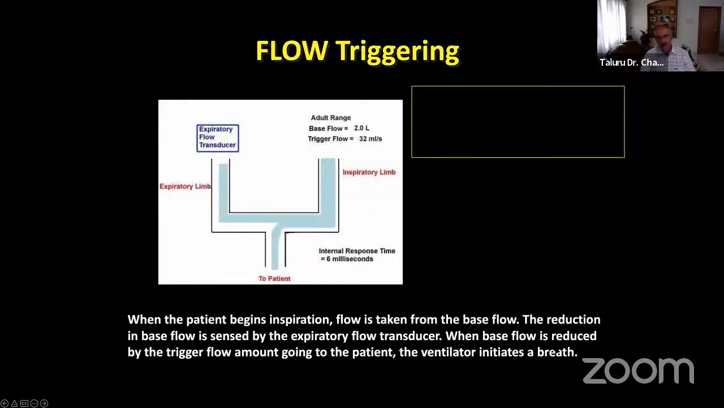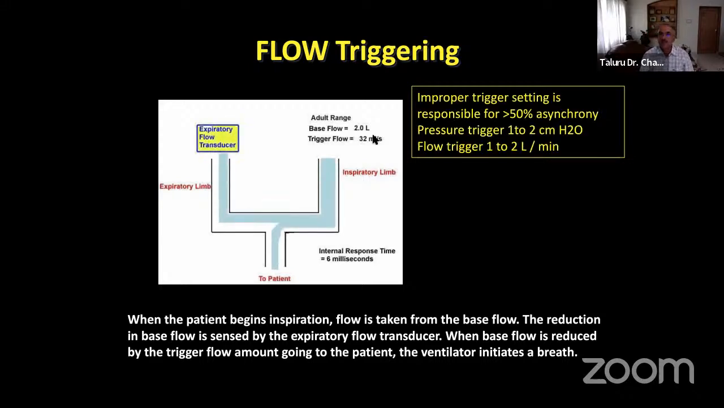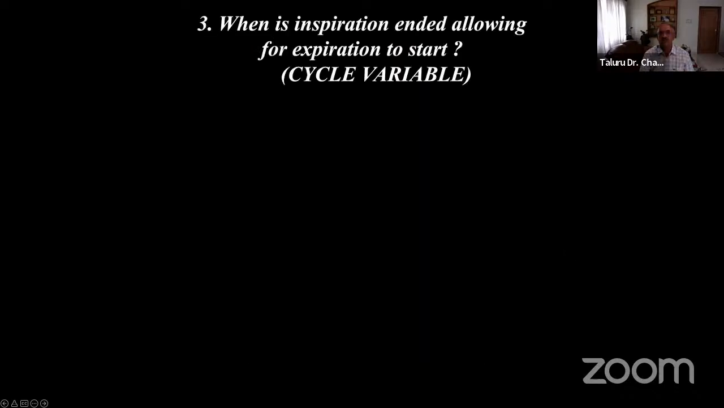So how does the flow trigger occur? There is a flow and some flow goes in when the patient starts breathing, and the ventilator analyzes and knows that some flow is lost, the patient has drawn some flow. So then it initiates a breath. This is how flow triggering occurs. All the values have been put. This is the science behind it. You can go through that. See, improper trigger setting is responsible for more than 50% of asynchrony. Pressure trigger is 1 to 2, flow trigger is 1 to 2. That is what you have to remember.